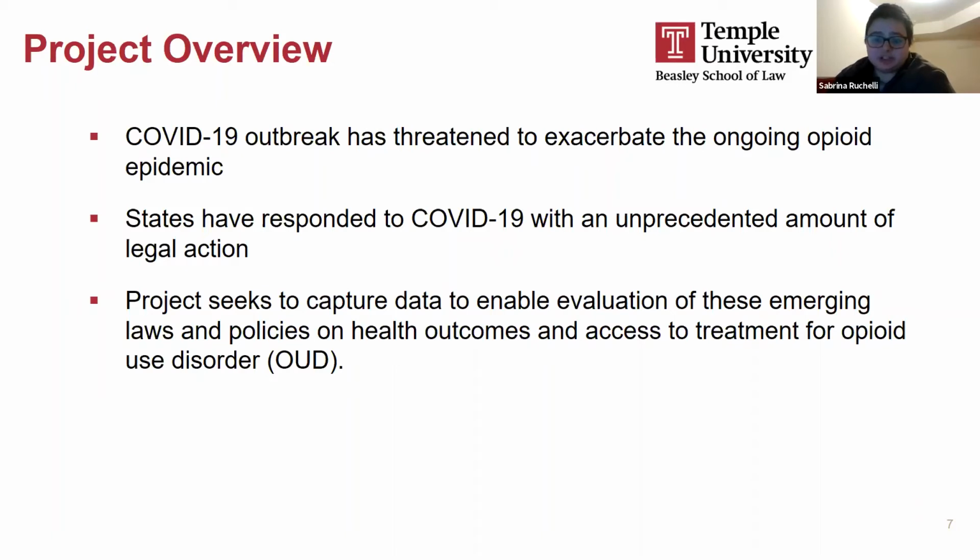And states have responded to COVID-19 with an unprecedented amount of legal action, some of which may significantly affect access to treatment for individuals living with opioid use disorder, including or even especially those involved in the criminal justice system. So this project seeks to create longitudinal data capturing those measures across all 50 states and Washington, D.C., enabling the evaluation of the impacts of these emerging laws and policies on health outcomes and access to treatment for opioid use disorder.